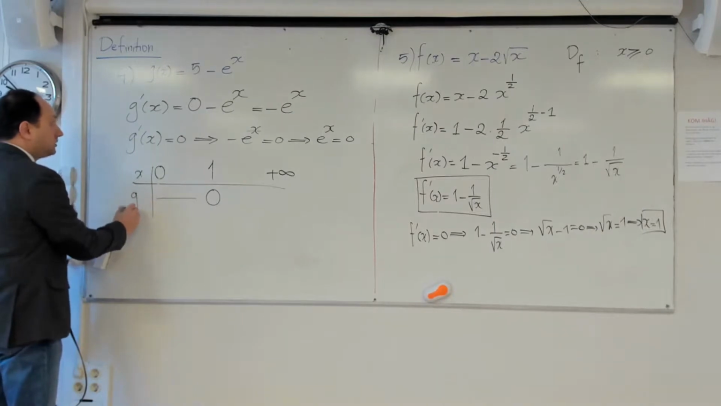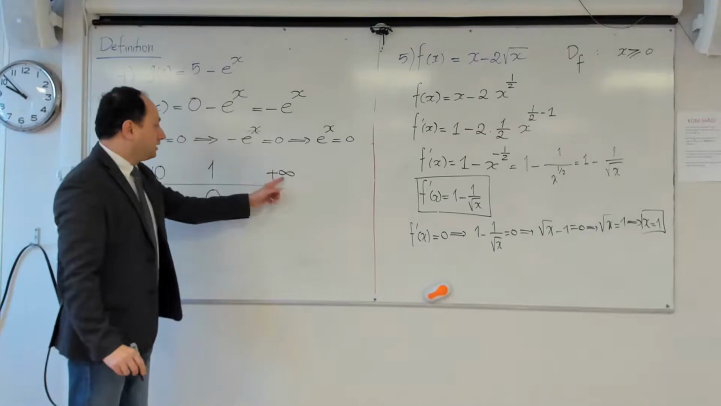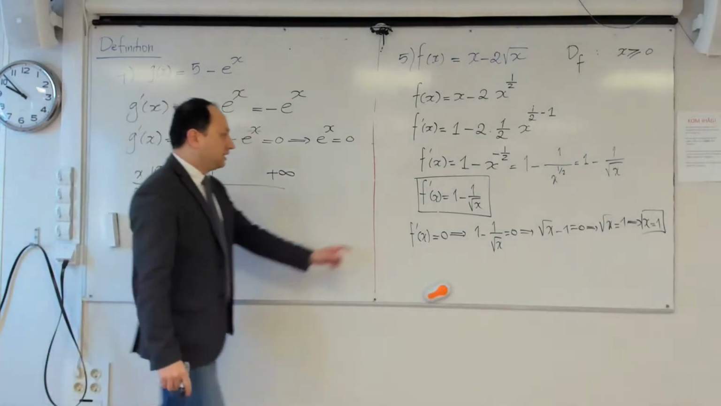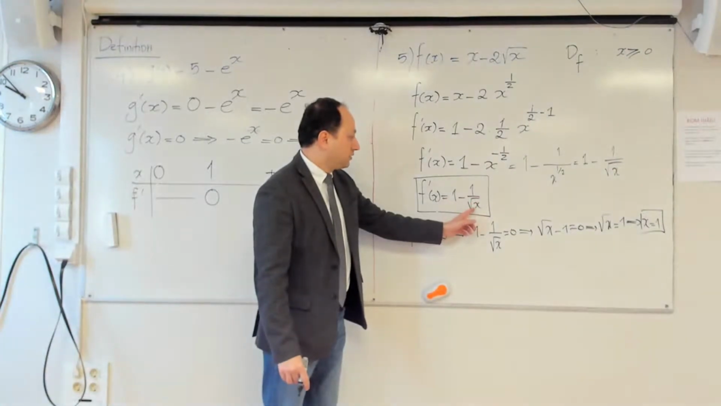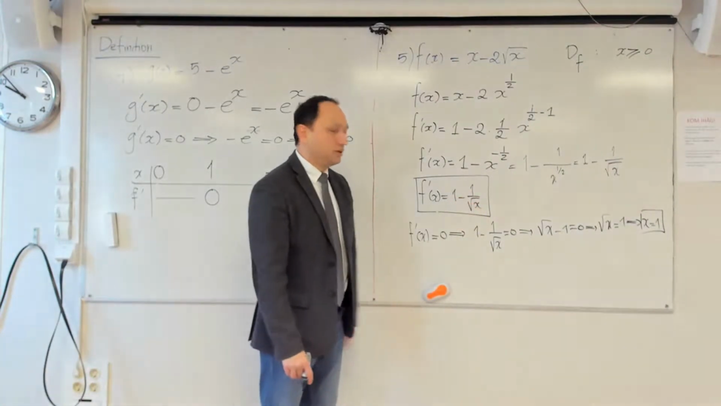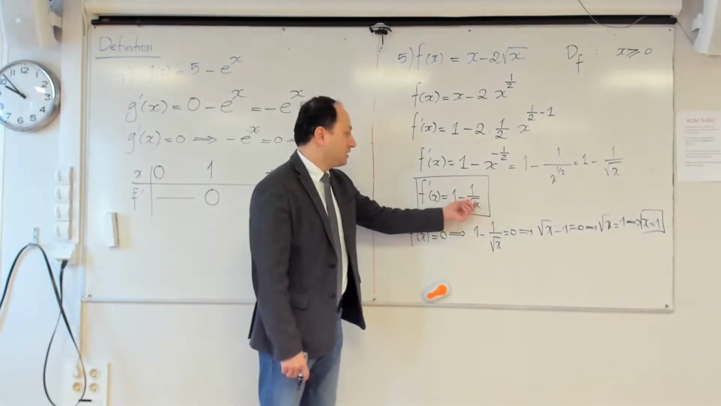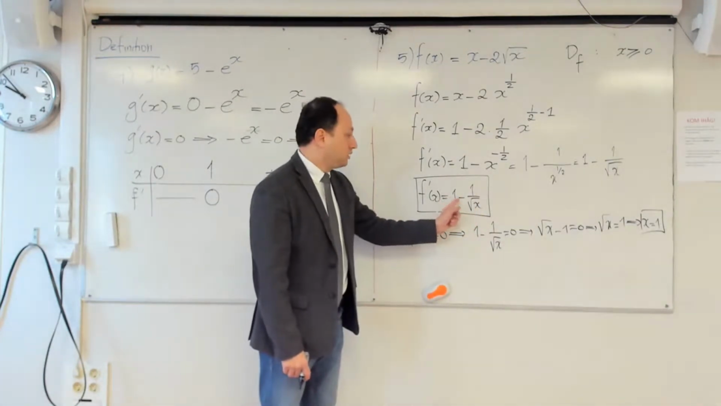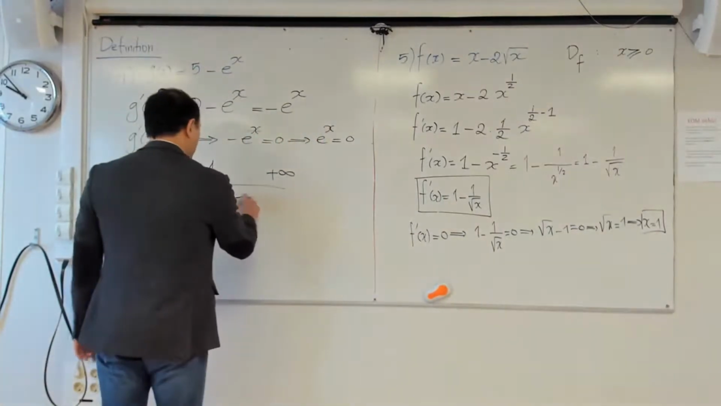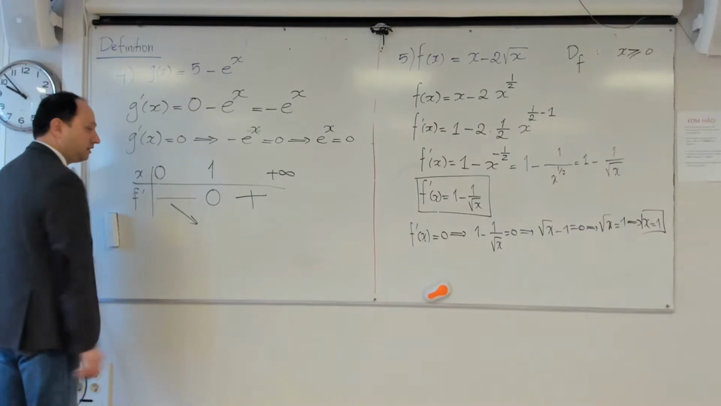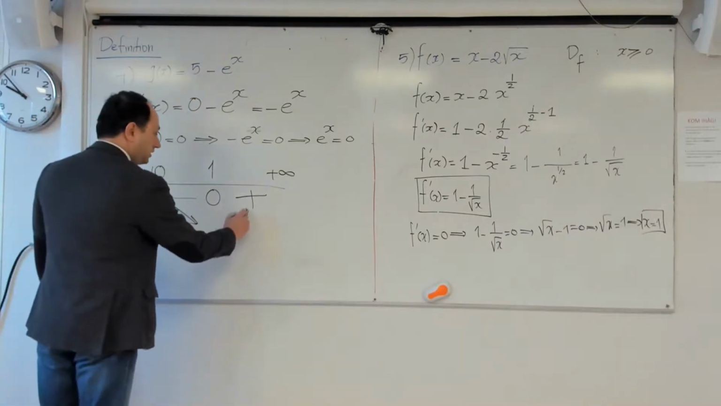Okay, and then this is G, this is F prime. And then after 1 up to infinity, let me choose, for example, 2. Then it becomes 1 over a square root of 2. 1 minus 1 over a square root of 2. Okay? 1 over a square root of 2 is smaller than 1. So 1 minus that number is positive. Yes? So this function is decreasing here, and it is increasing here.